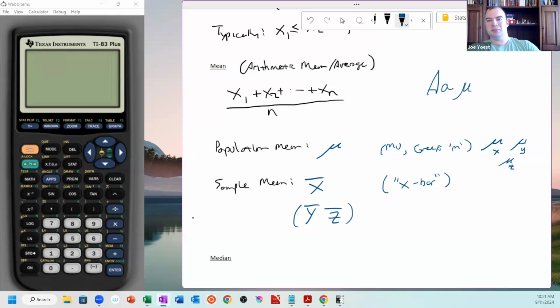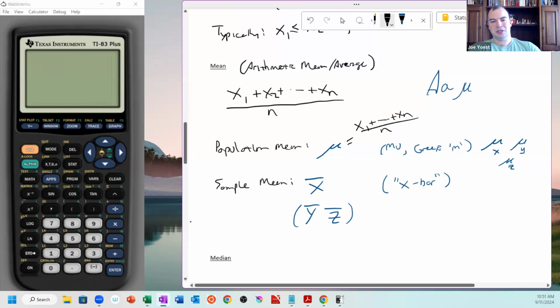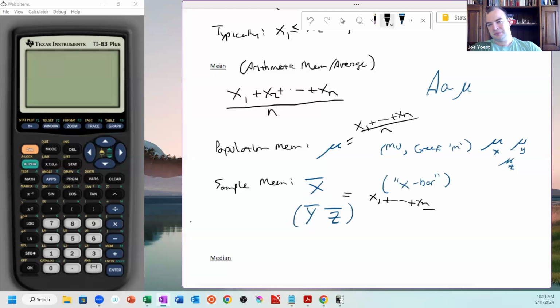Oh, and one more very important thing. These are computed the same way. So if we have a population, x1 through xn, we compute mu as the sum of the x's over n. If we have a sample x1 through xn, we compute x bar using the same formula. It's just we use one piece of terminology or the other, depending on the data set that we're representing, whether it's a sample or a population.